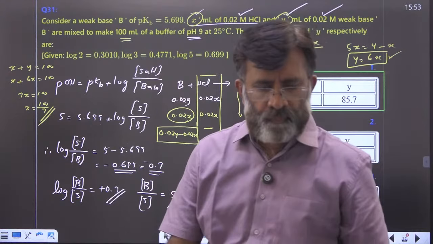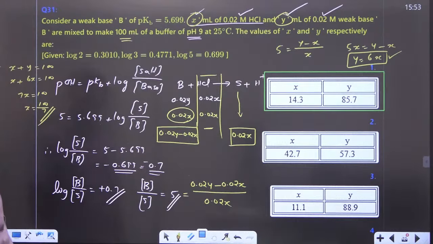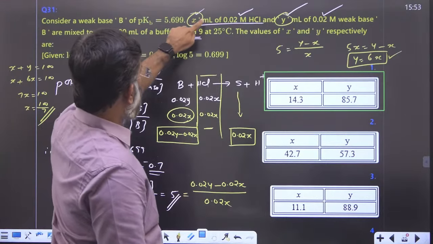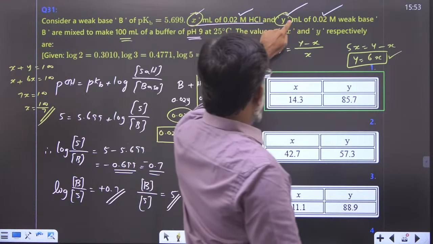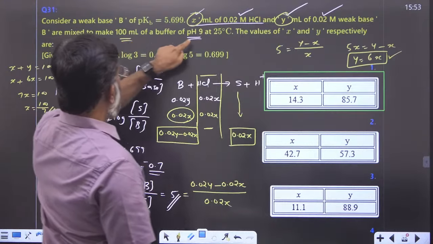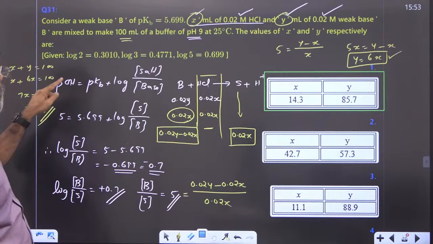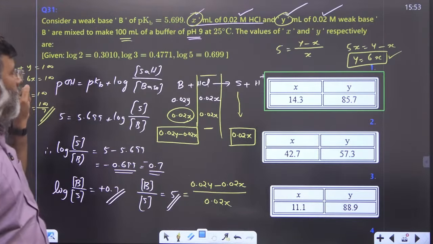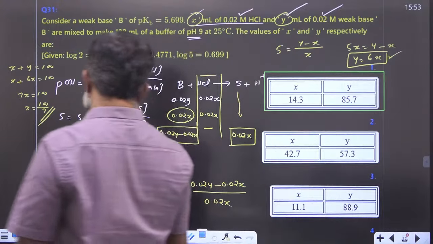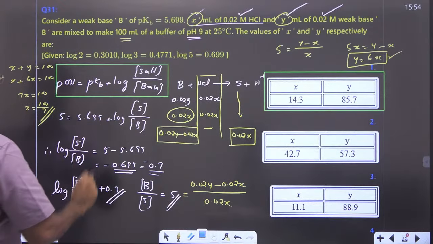Once again, please listen carefully. We have pKb given. X ml of 0.02 molar HCl and y ml of 0.02 molar weak base are mixed to make 100 ml of buffer with pH 9. Find the values of x and y. So pH is given, pKb is given, and we are talking about a basic buffer. For a basic buffer, this is the Henderson equation.